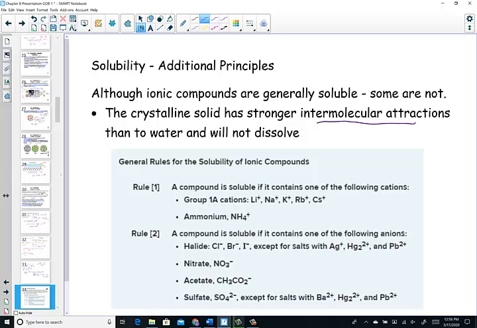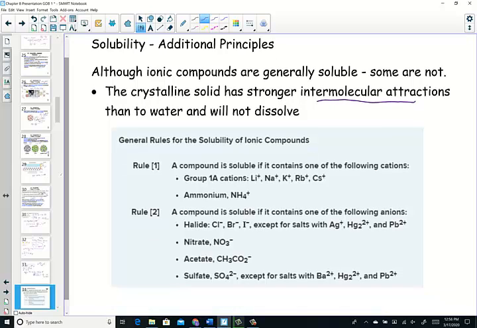So here we have a kind of a general rule to predict if salts will be soluble. Let's go through these kind of slowly together. And this is just from our textbook, and I just copied and pasted from our textbook.